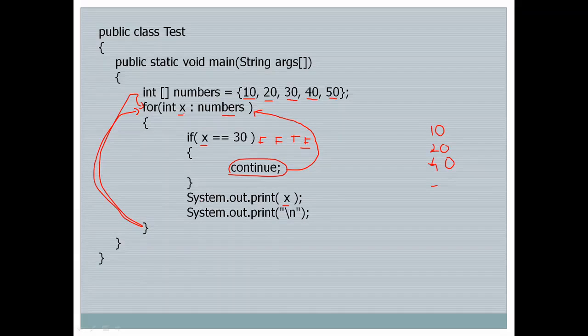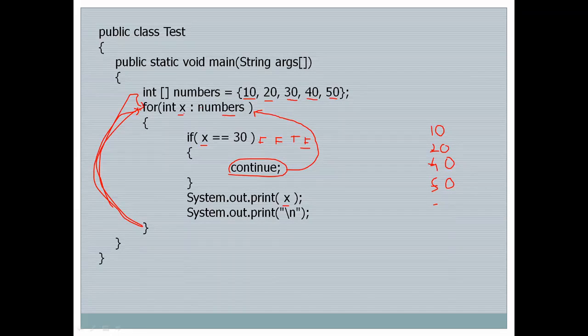As it is false, it will execute print x. So it will print the value of x, that is 50. Then \n, the cursor is moved to the next line. Again from here it goes back to for. Now do we have any other value in this variable numbers? No. 50 was the last value.